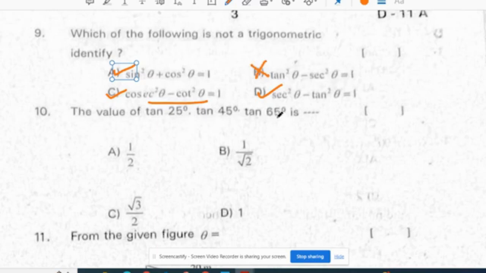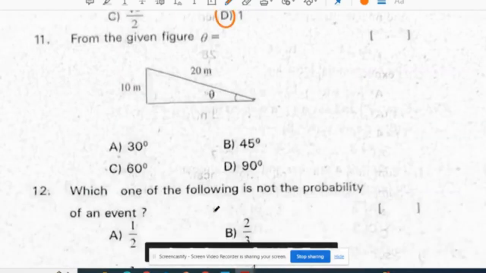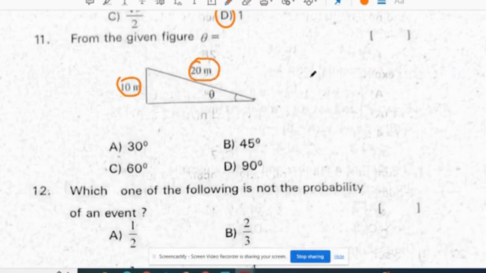The value of tan 25, tan 45, tan 65 is. Tan 25 and tan 65 are complementary angles, so their product is 1, and tan 45 will be 1. The correct option is D, 1. From the given figure, theta is equal to. For theta, the opposite side is given and the hypotenuse is given.